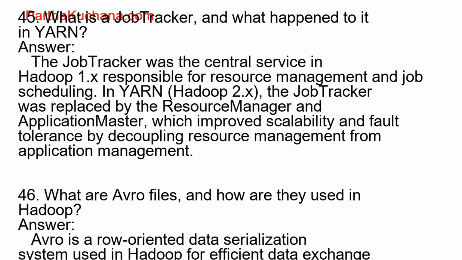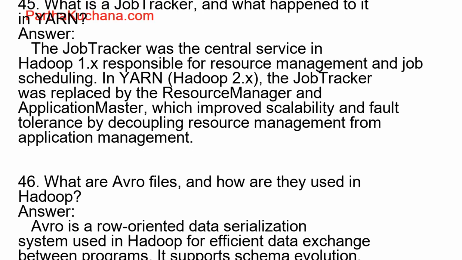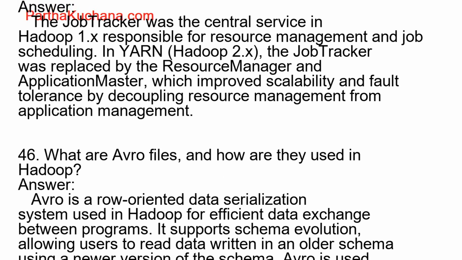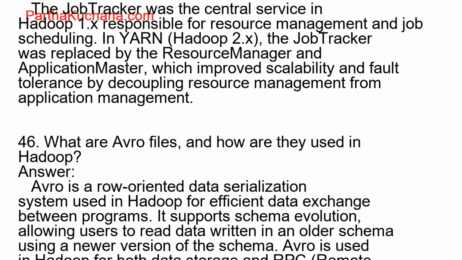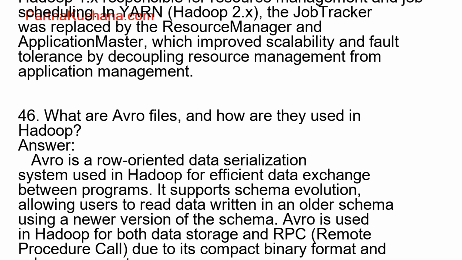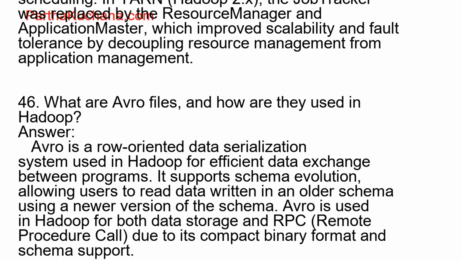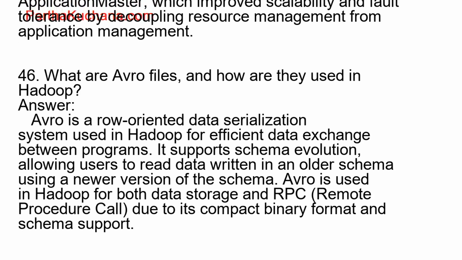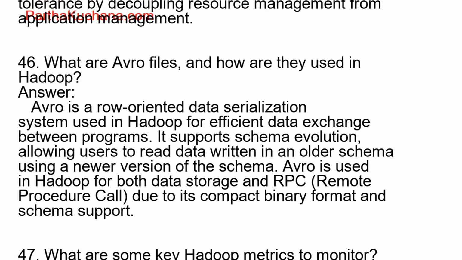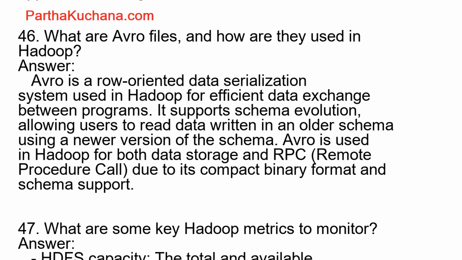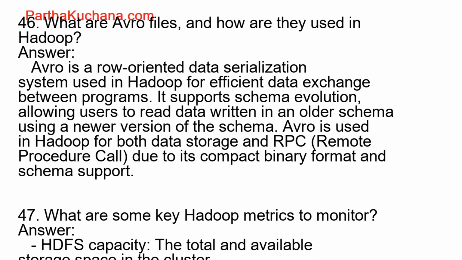48. How does Hadoop handle fault tolerance? Answer. Hadoop achieves fault tolerance through data replication in HDFS. Each data block is replicated across multiple nodes so that if one node fails, the data can still be accessed from other nodes. In the case of a task failure during MapReduce, Hadoop automatically re-executes the task on a different node.